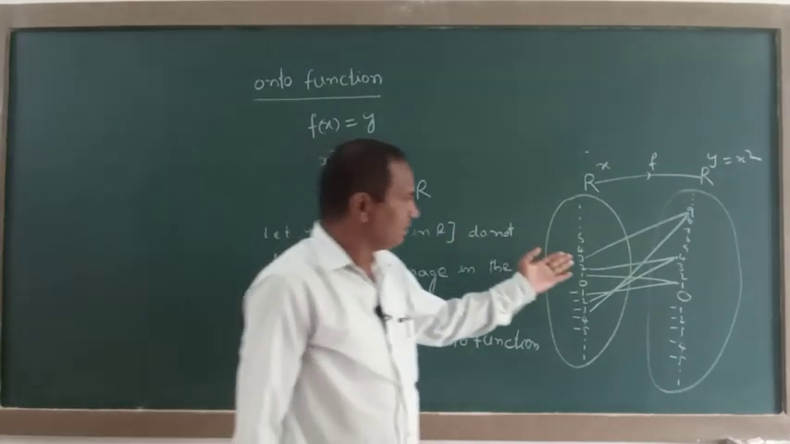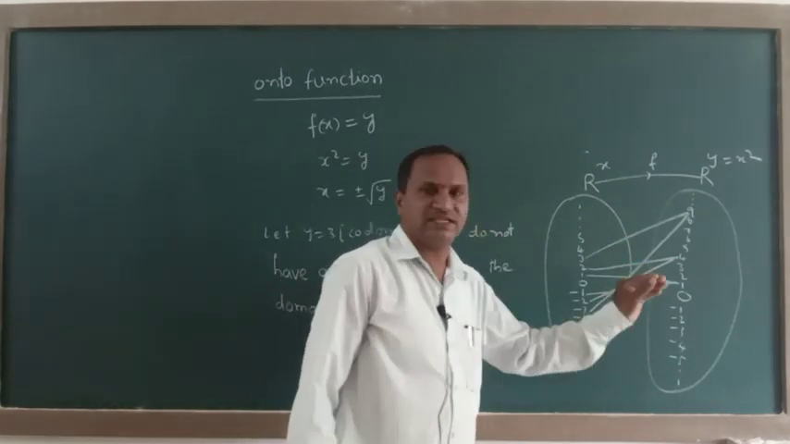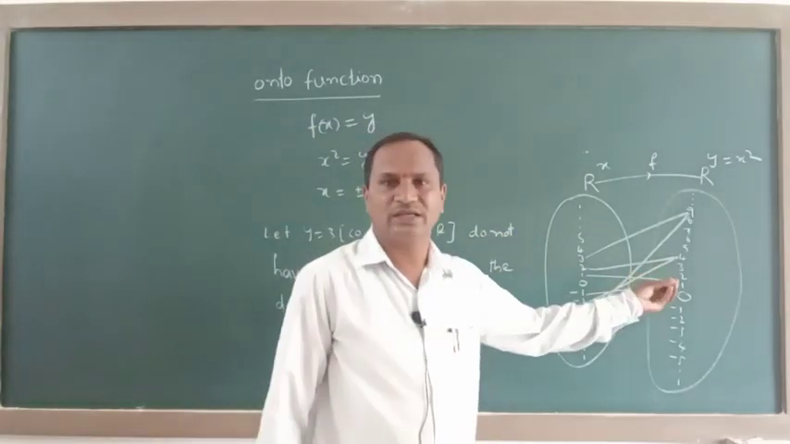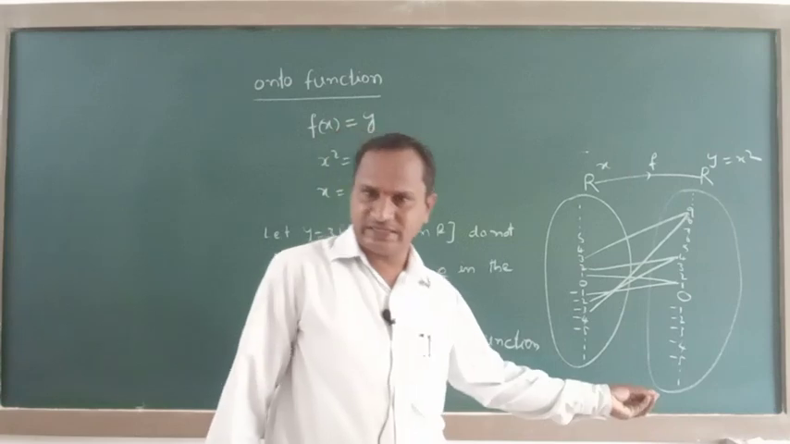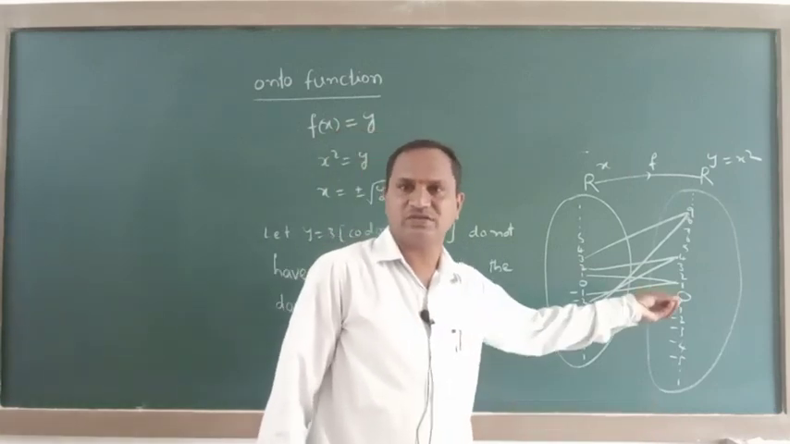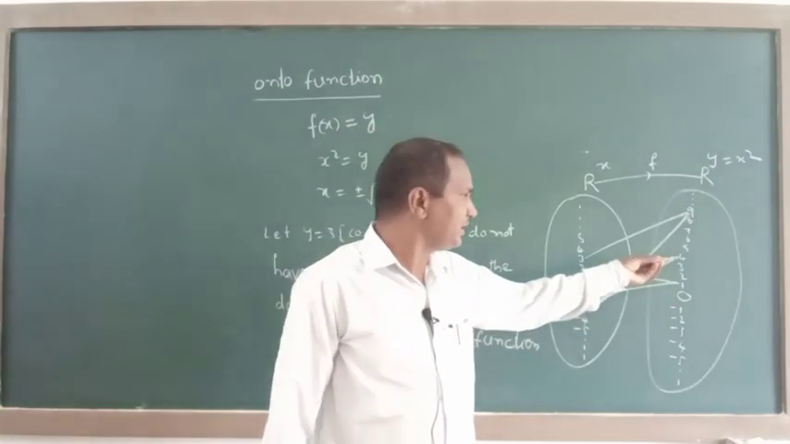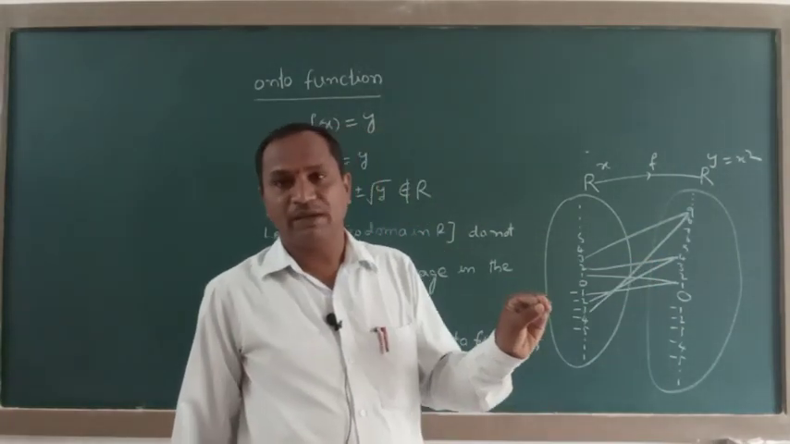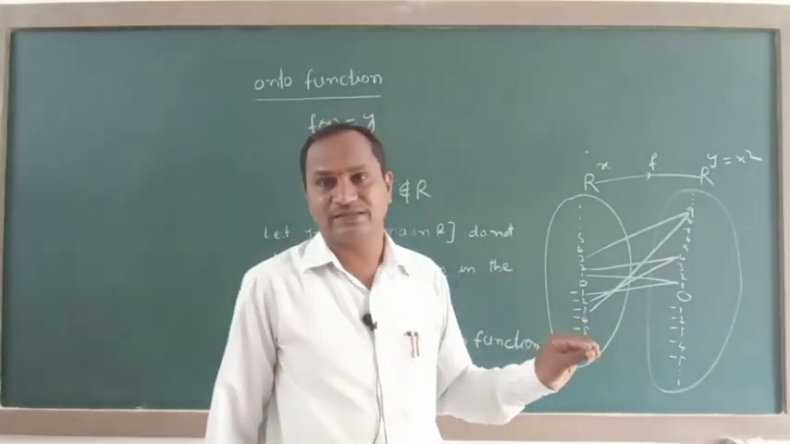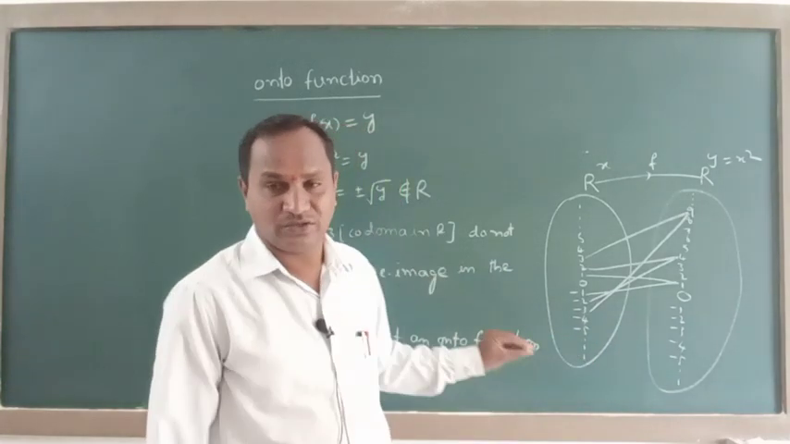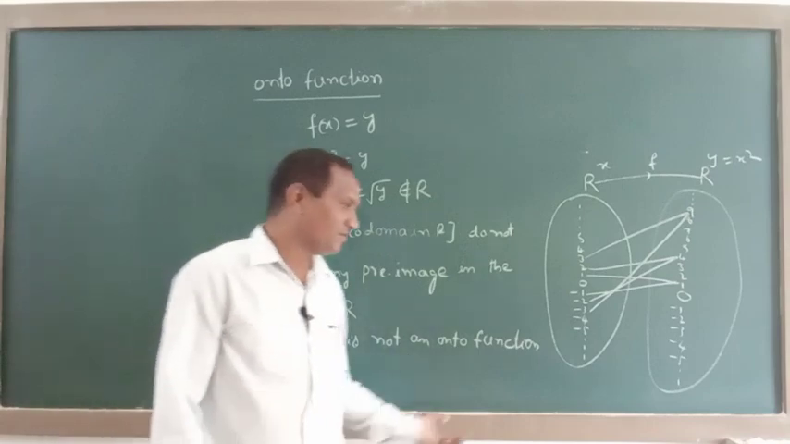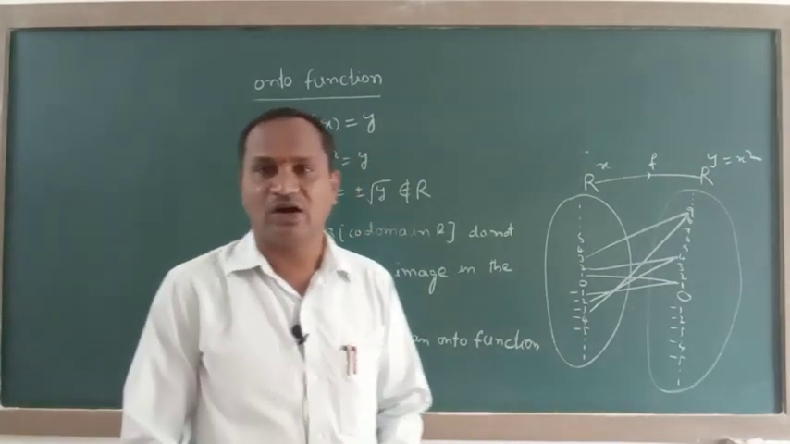Just take that as an example. By my wish I have taken only 3, but according to your wish, you can take some negative elements also, and 7, 6, 5 also, no problem. But the mapping should not be formed by those elements. That element you can select to give an example in the case of an onto function. Therefore, f is not an onto function.